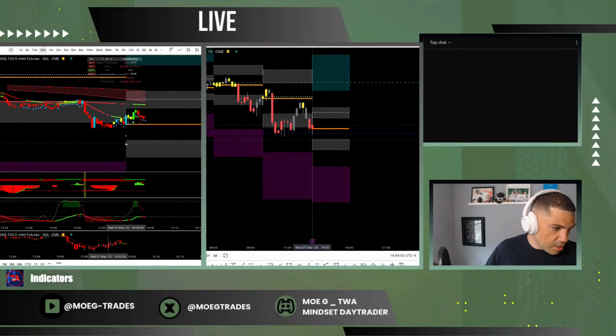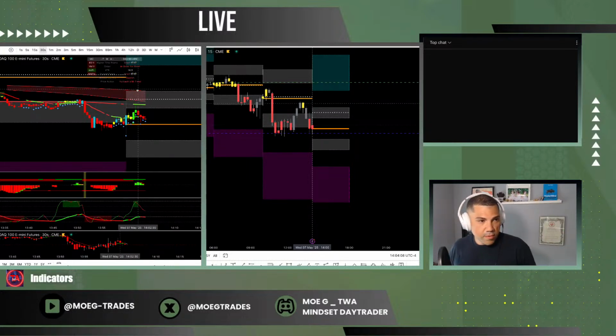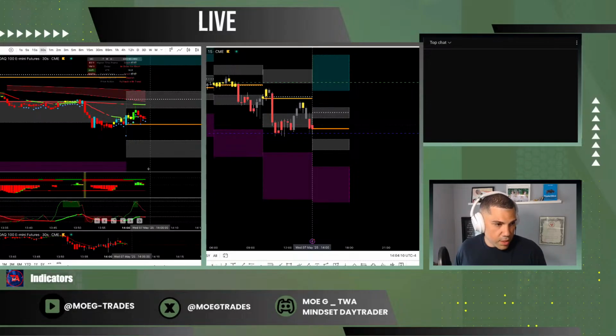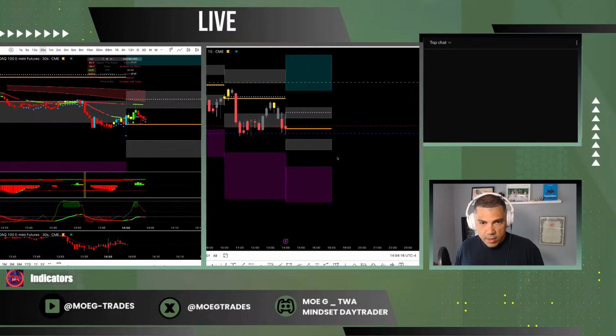You could have taken a long here, but it's very risky because the 30-second money zone is bearish and the algo candles are bearish. So I would look for price to come down. You can see it here on the 15-minute. But really, this is my low of the day right here, this purple line. Let's see if it breaks through it or not.